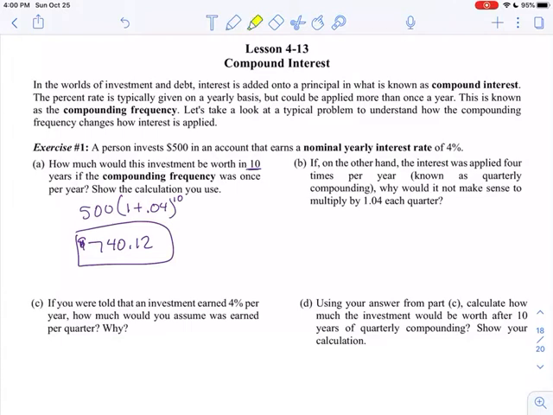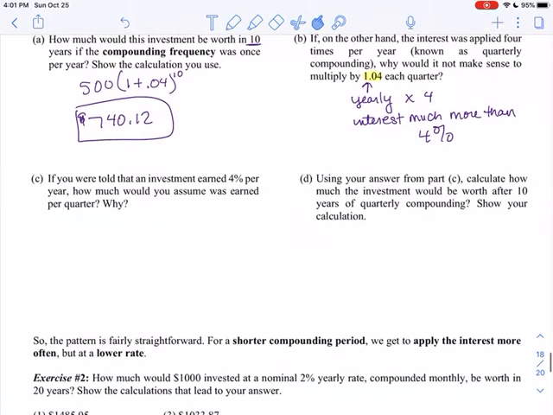Now, if on the other hand, that interest was applied 4 times per year, known as quarterly compounding, why would it not make sense to multiply by 1.04 each quarter? The 1.04 is a yearly rate. I can't do that each quarter, because if I took that yearly rate and applied it 4 times per year, the interest would be much more than 4%. You can't take the yearly rate and apply it 4 times.